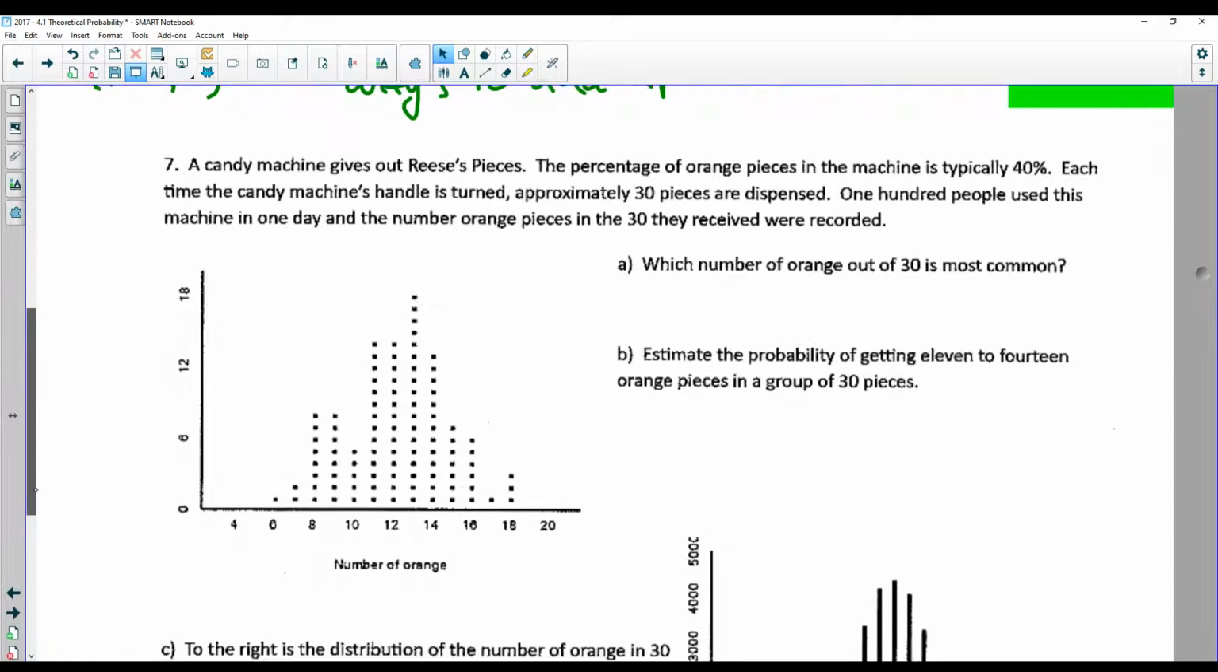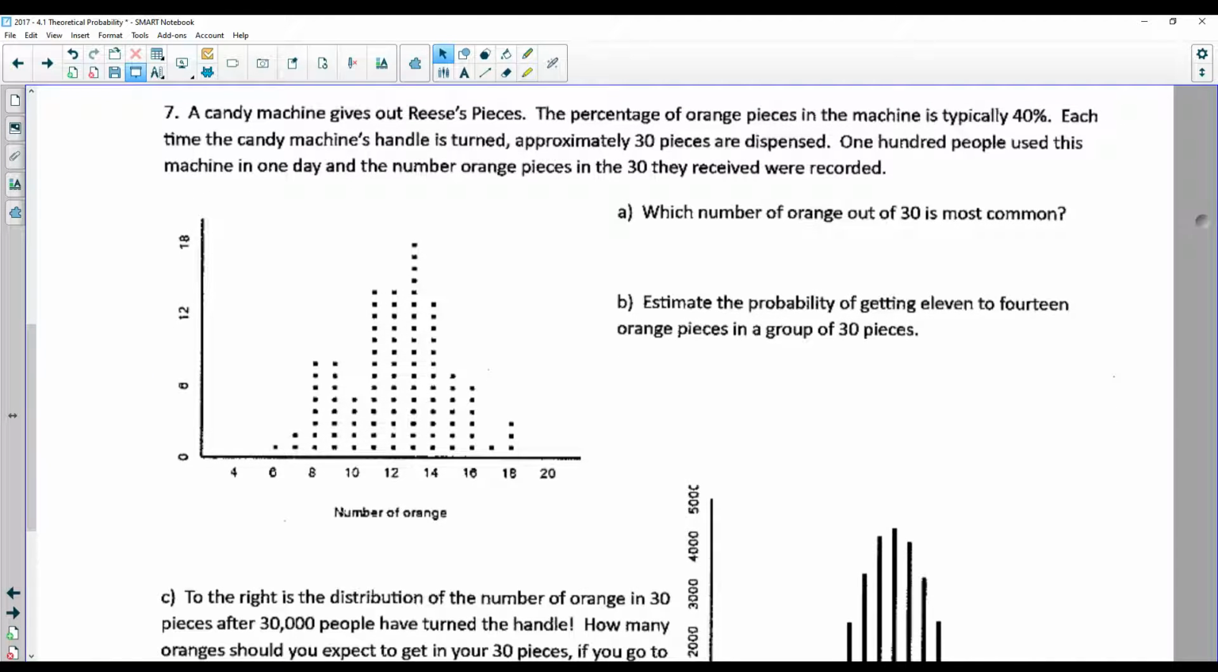Okay? All right, let's look at number 7. A candy machine gives out Reese's Pieces. The percentage of orange pieces in the machine is typically 40%. Let's get this one again. Okay, so orange pieces, typically 40% in the Reese's Pieces machine. Each time the candy machine is turned, approximately 30 pieces are dispensed. So when you crank it out and you dump in your hand, you get about 30 pieces.